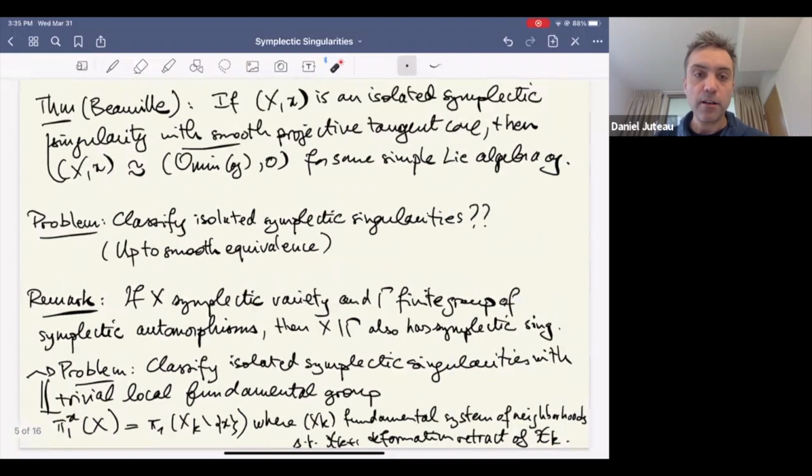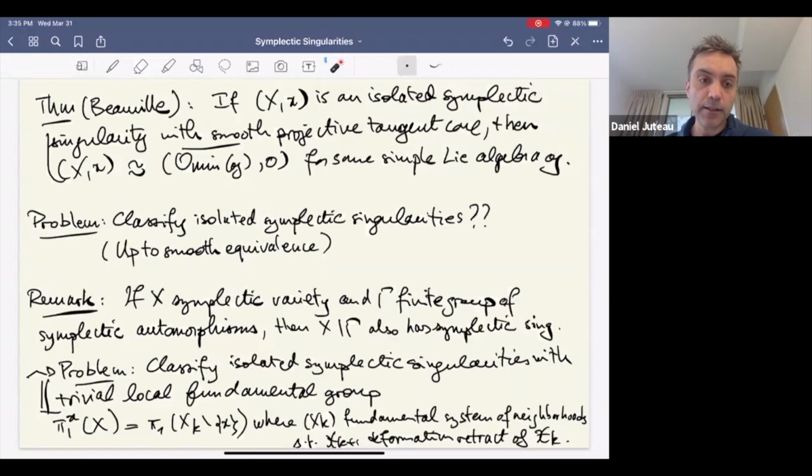In his paper where he introduces the notion, he proves the following theorem. If you have an isolated symplectic singularity such that the projective tangent cone is smooth, then your singularity is equivalent to the closure of a minimal nilpotent orbit in some simple Lie algebra. So then there is a natural question: can you classify isolated symplectic singularities? This is all up to smooth equivalence, so it only depends on the completion at the singular point, or you could take a small analytic neighborhood.